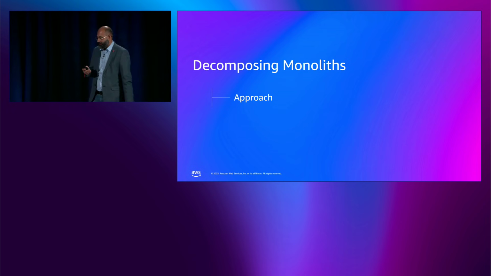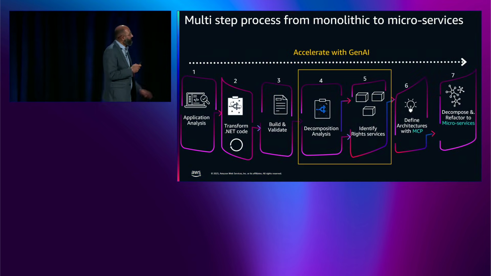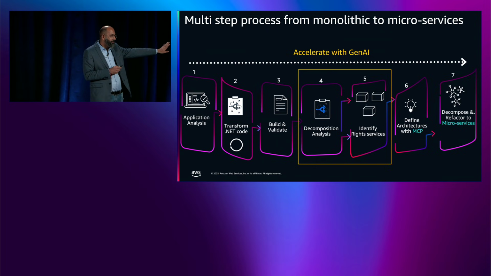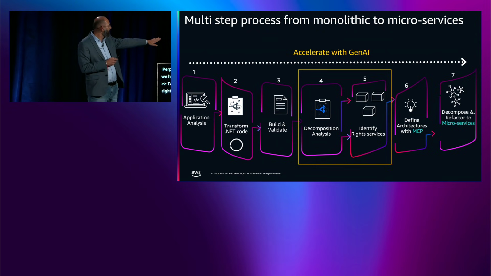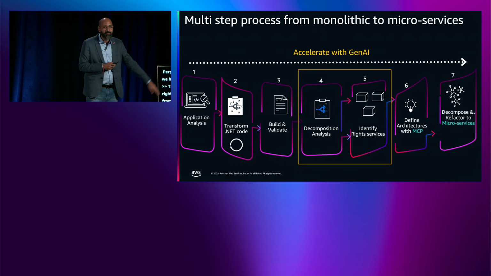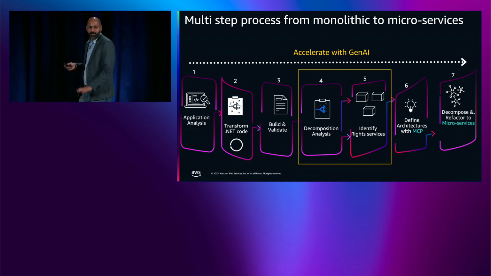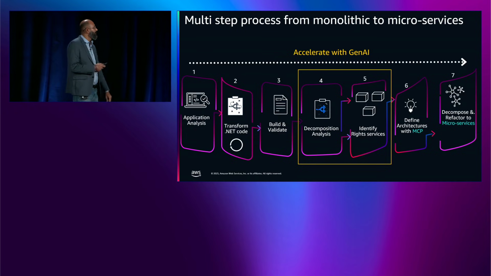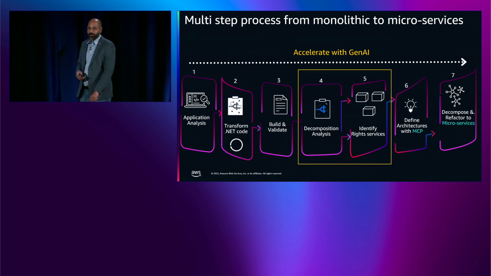Unicorn store application, right? So from our 7-step process, steps number 1, 2, and 3 we have completed. We have done the application analysis. We have done the transformation of the code. And then we have also validated that the application is successfully working after the transformation. Now we need to look at the decomposition analysis to identify the probable right candidates for the microservices, right?